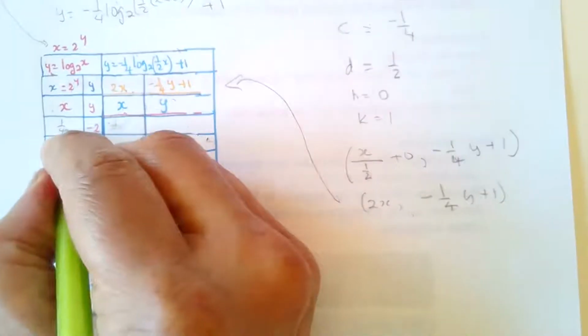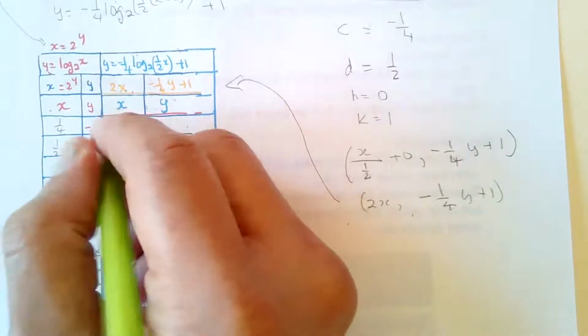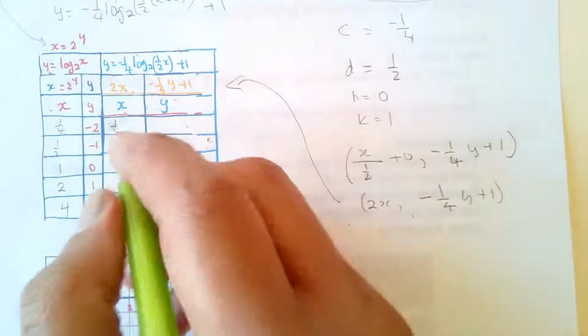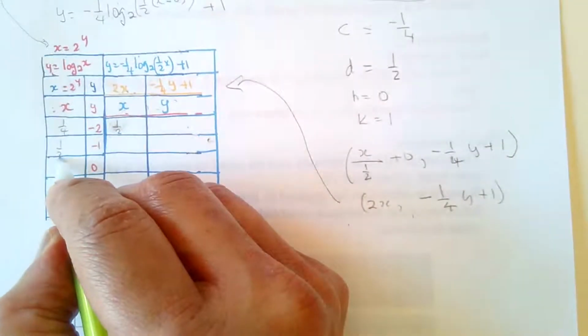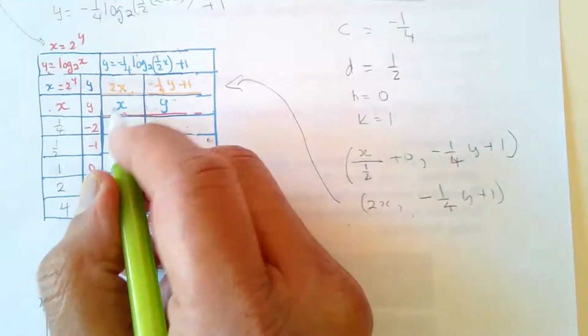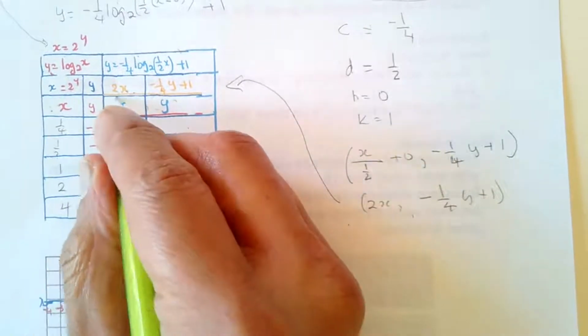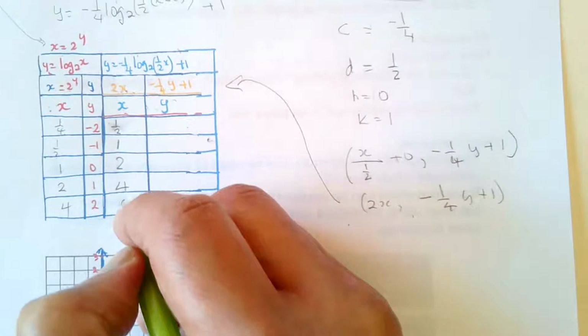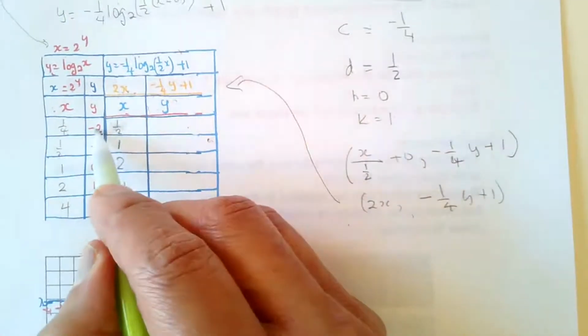Well, this is 1/4 multiplied by 2. That gives me half. Then 2 times 1/2 will give me 1. 2 times 1 is 2. 2 times 2 is 4. And 2 times 4 is 8. And I use my x values here.